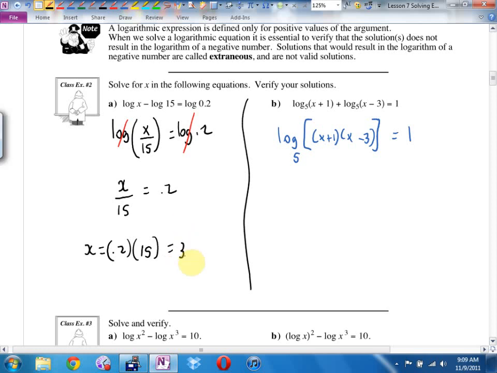Look at the right. Can I cancel the logs? Do I have a log on the right-hand side? Can I cancel the logs here? No. Now what? So here's the second strategy. This is the two types of equations. If you have one log equals one log, the logs cancel. No, you're not taking the antilog of both sides. Fine.